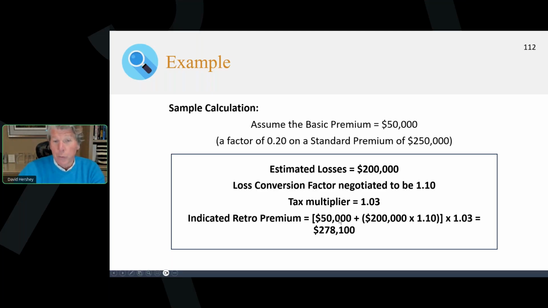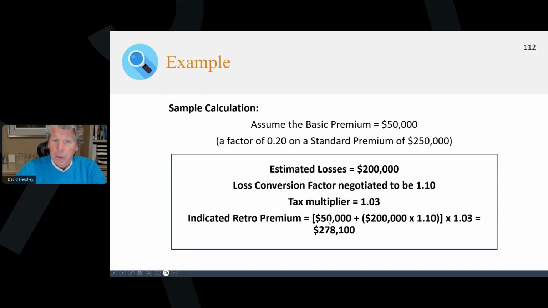So now, how do we actually determine what our retro premium is, or in other words, what the quote is that we're going to get from the underwriter? Well, the basic premium factor, the 2.0, comes from the underwriter, times the standard premium gives us the 50,000. So the 50,000 comes down here to the formula. That's our basic, not the minimum. Plus the losses times the loss handling fee of 10% times the tax equals what our estimated premium is going to be.